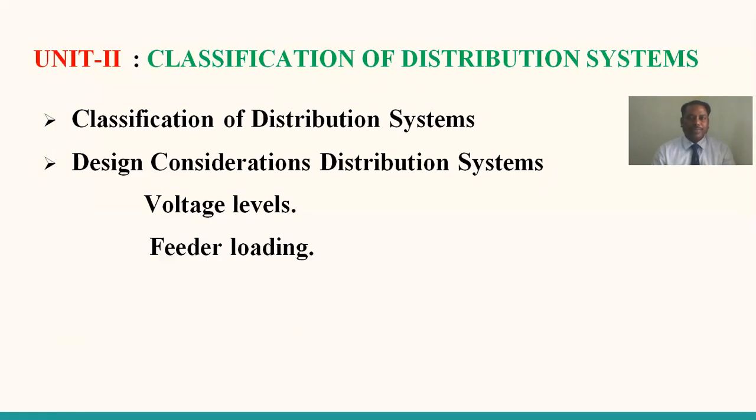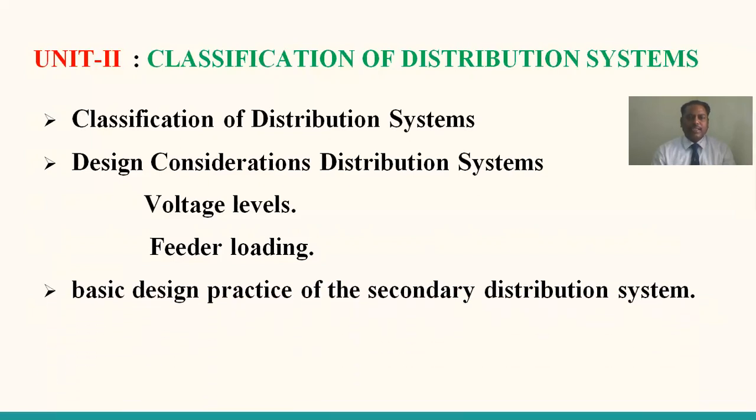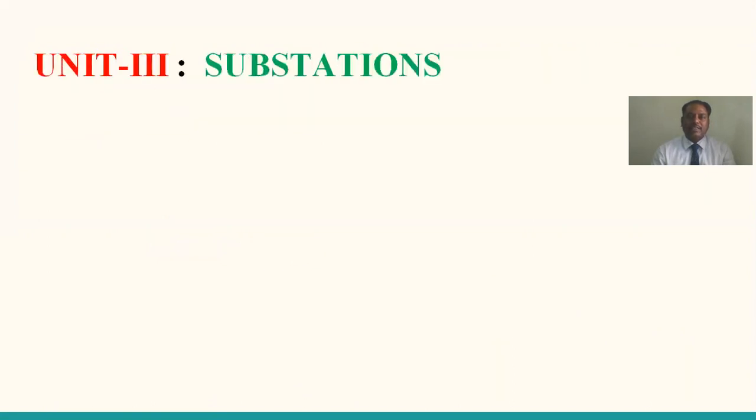And the basic design practice of the secondary distribution system. Secondary distribution is very closely relevant to the consumers, and a distributor is a type of transmission line to transfer power to the consumers. Similarly, there are some numerical problems to calculate the voltage drops in the primary distribution as well as the secondary distribution. And unit 3 consists of substations.